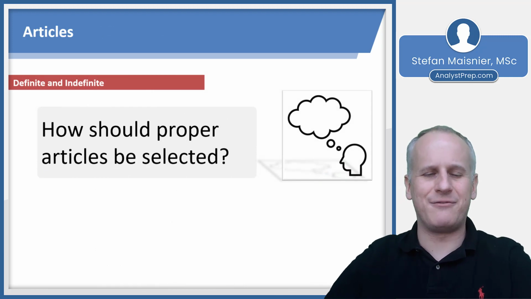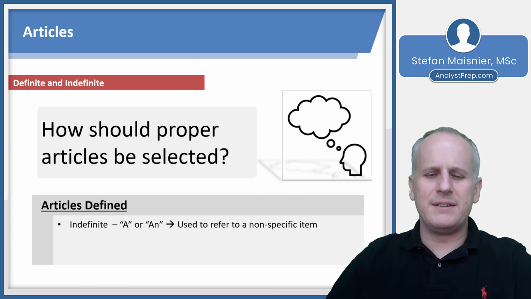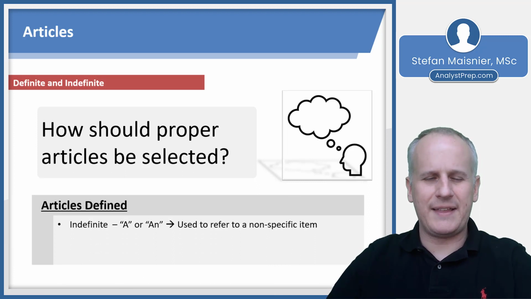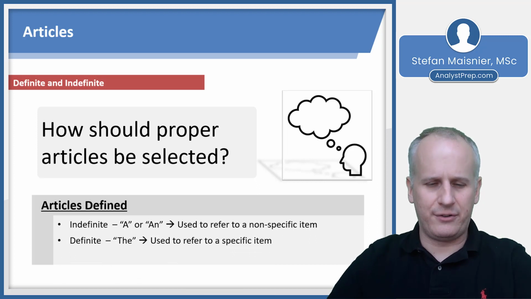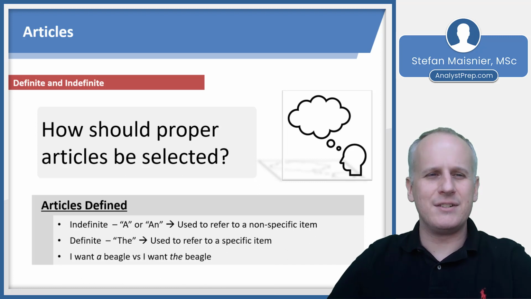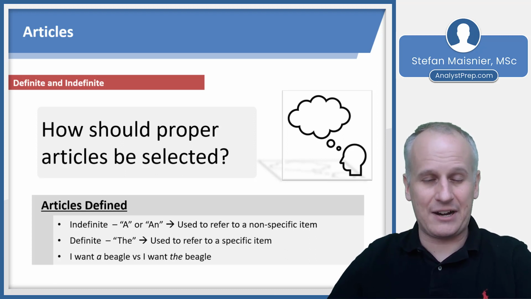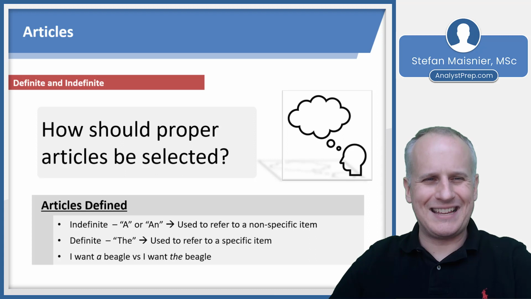So let's start by just defining what a definite and indefinite article is and how to properly select those articles. An indefinite article is going to be used to refer to a non-specific item, and that's going to be a or an. A definite article is the, and the is always used to refer to a specific item. You can see this illustrated in the example. It's the difference between I want a beagle, which means that I will accept any beagle, versus I want the beagle, which indicates that there is a specific beagle that is desired as opposed to just any beagle. And you have to carefully note whether the sentence's intended meaning requires a definite or indefinite usage.